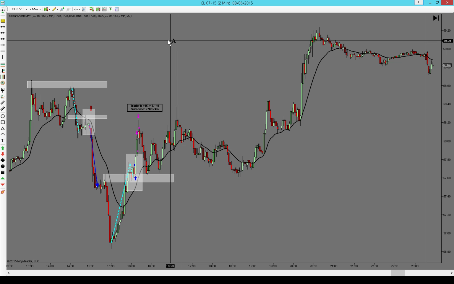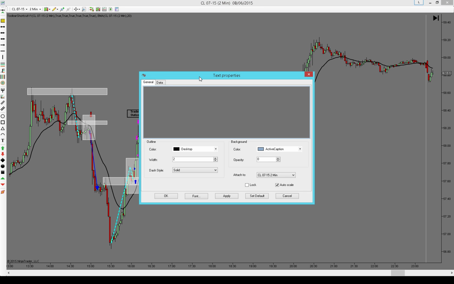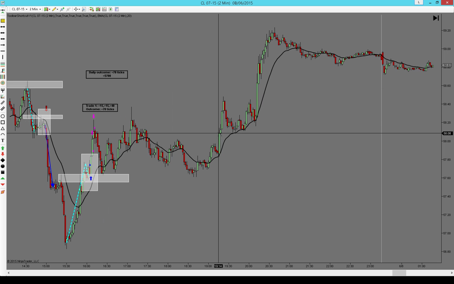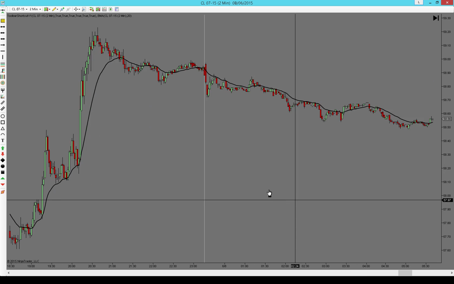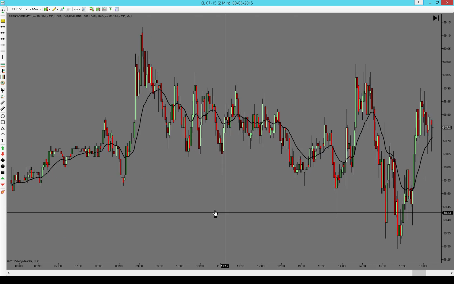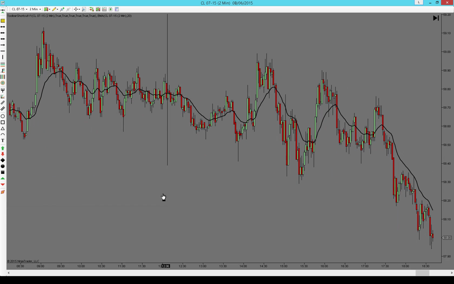Daily outcome plus 17. That is plus 700 bucks on Friday. Let's move on to Monday. No trades for Monday.